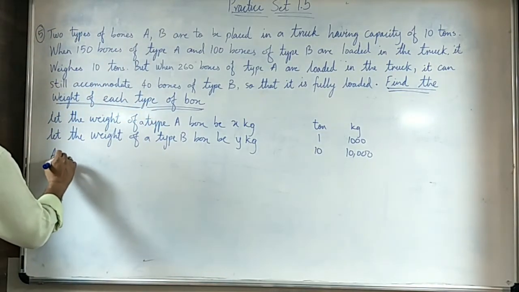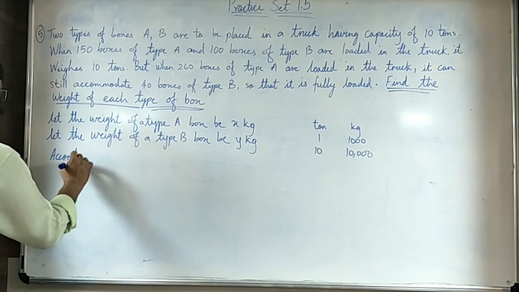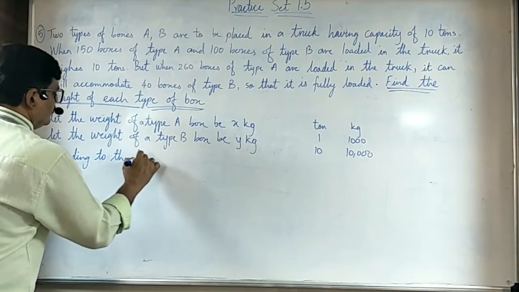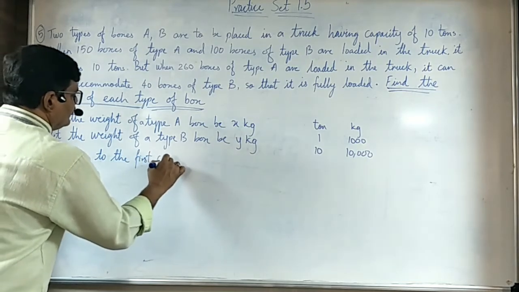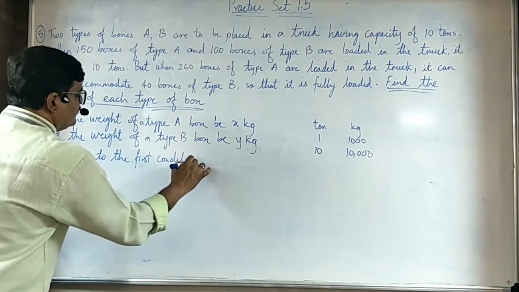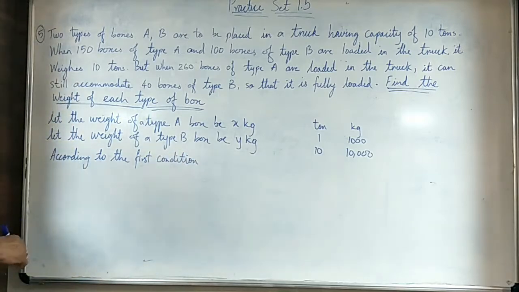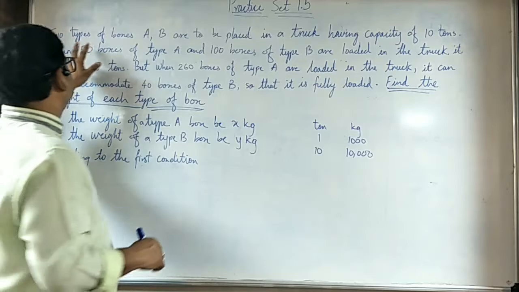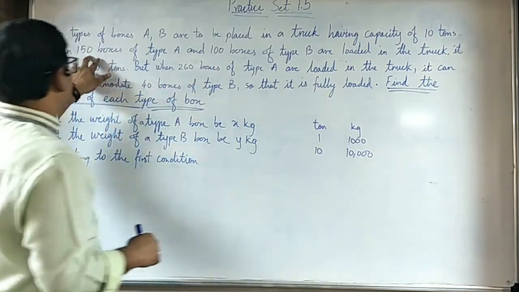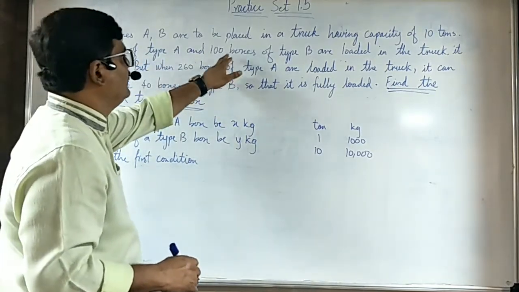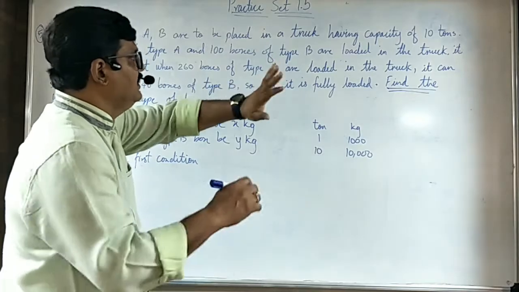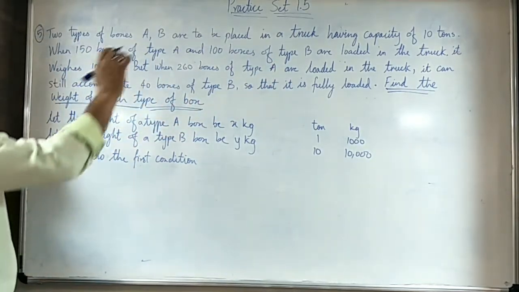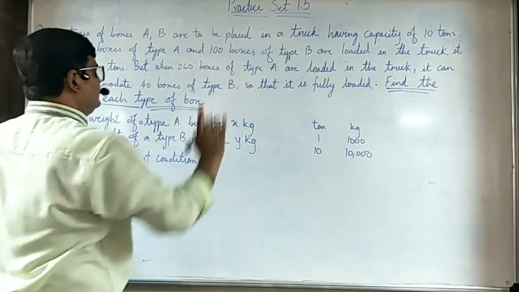Now according to the first condition, if you see this over there, they have given that when 150 boxes of type A and 100 boxes of type B are loaded, then the truck is weighing 10 tons. Okay, because the maximum capacity of the truck is 10 tons.